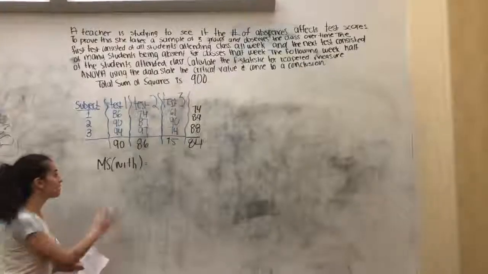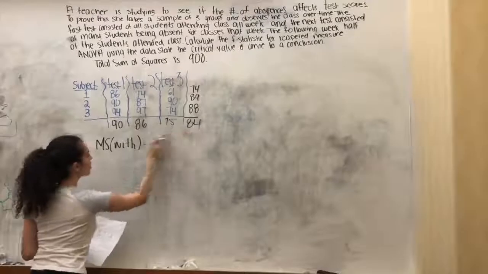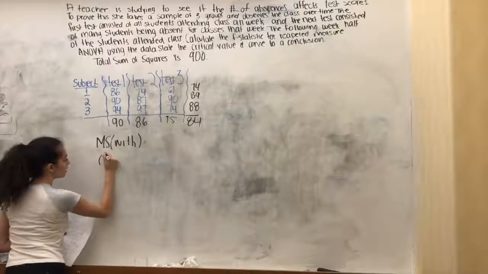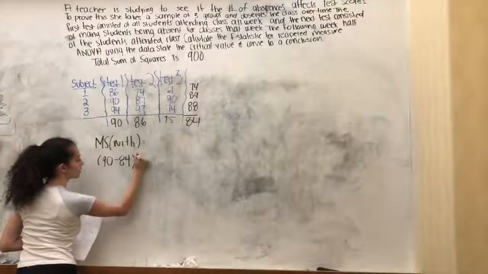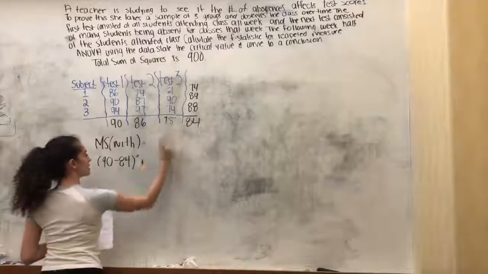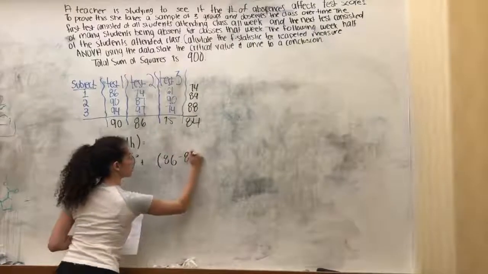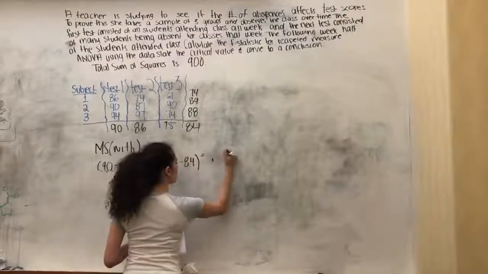So now we're going to find the MS within. MS within is the estimate of the population variance. And to do that, we're going to subtract every single number subtracted by the total. So first we're going to start by 90 minus 84 squared plus 86 minus 84 squared and 75 minus 84 squared.